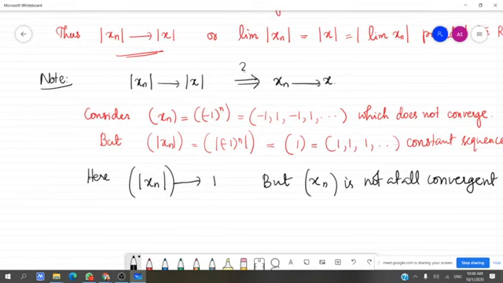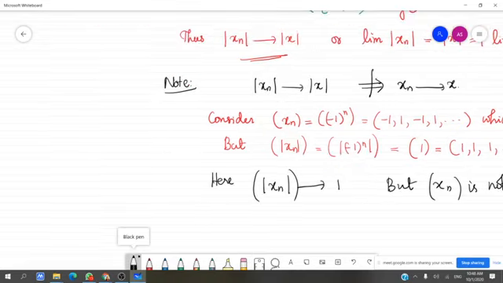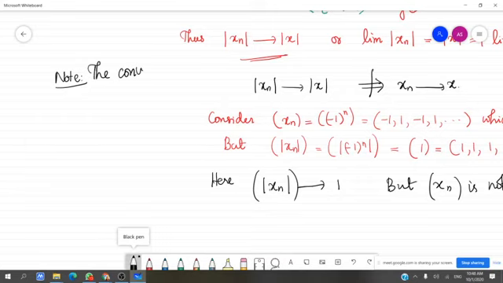If mod xn converges to mod x, we cannot conclude that xn converges to x. It doesn't imply. So I can write this doesn't imply xn converges to x. So we can write this as a not. The converse of this theorem is not true. So I can write the converse is not true. The converse of this theorem is not true. It doesn't imply this implication.